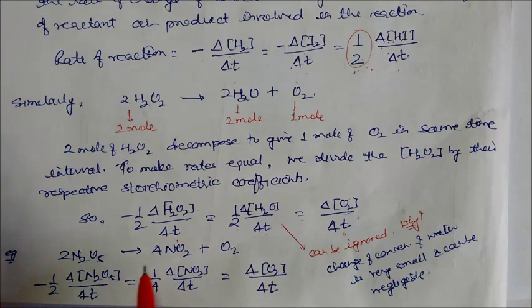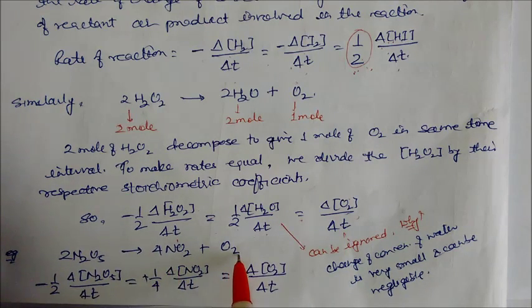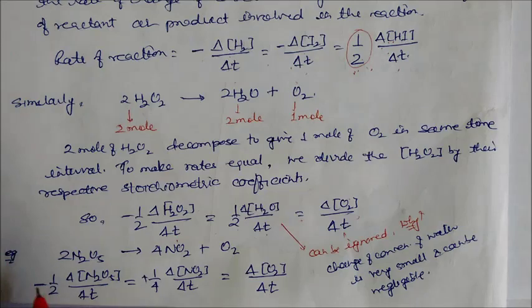2N2O5 decomposes to give 4 nitric oxide plus oxygen. So how can we write it in terms of average rate? It is minus half of delta N2O5 by delta t, equal to plus 1 by 4 into delta NO2 by delta t, which is equal to the change in concentration of oxygen by delta t.